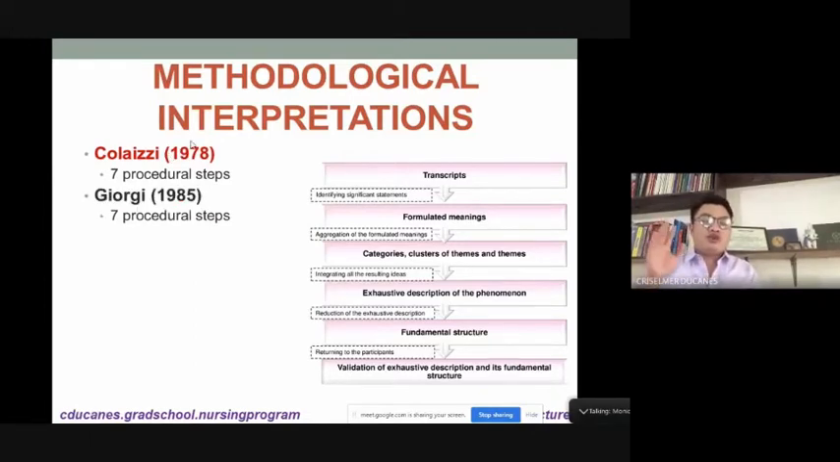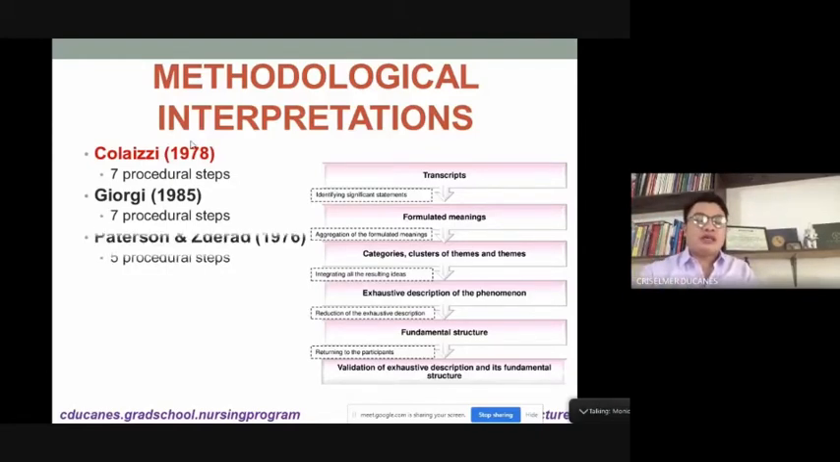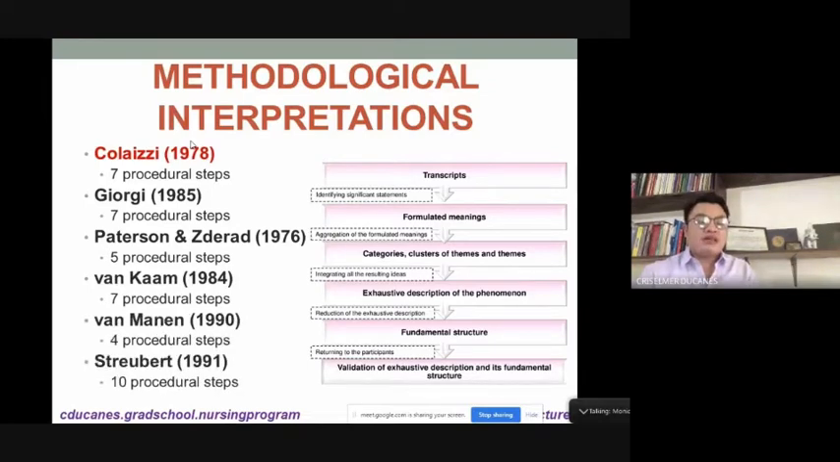We also have Giorgi, 1985, which has 7 procedural steps. You can also use this. Patterson, Dennard, Durand, 1976, has 5 procedural steps. Van Kaam, 1984, Van Manen, and Streubert, 1991. So you can actually use these methodologies in making your phenomenological study, depending on the topic or your availability, whatever suits you. But these procedures are common to all.